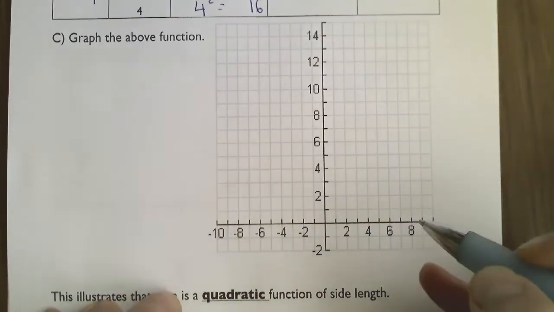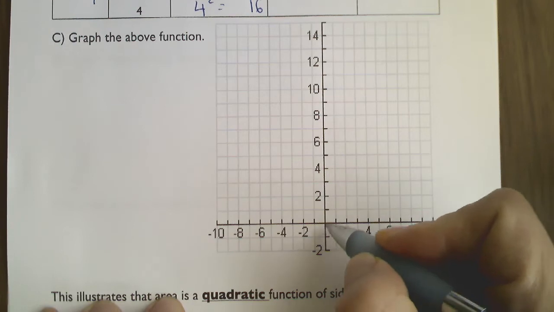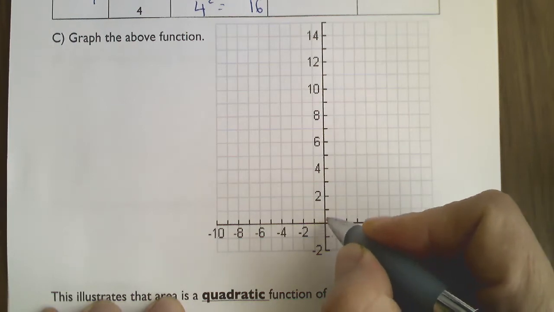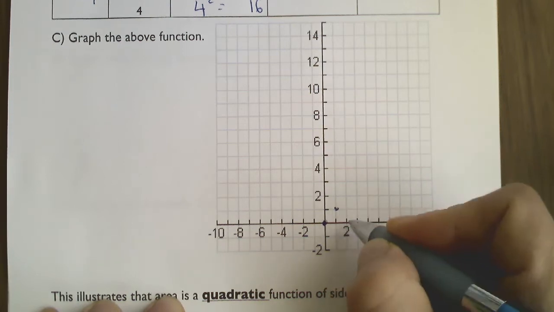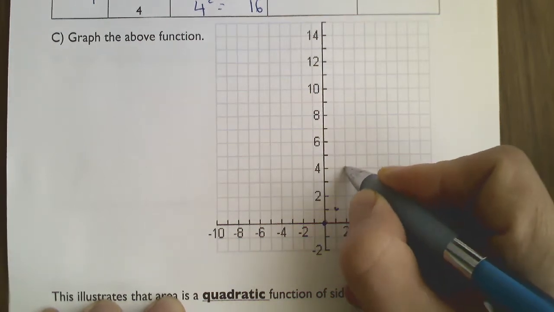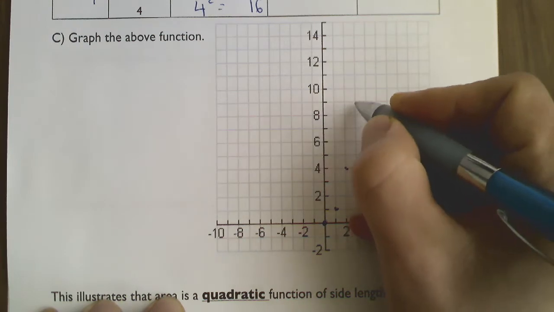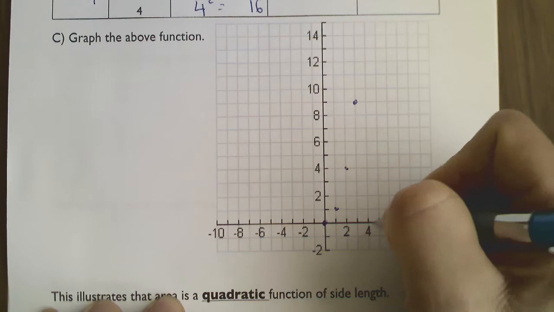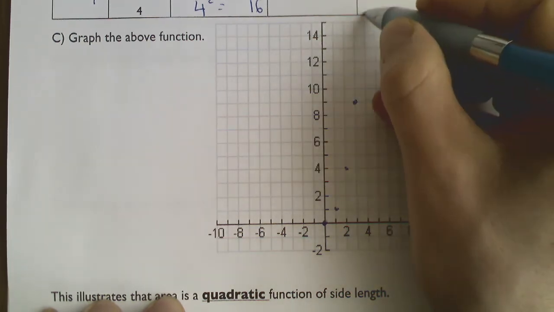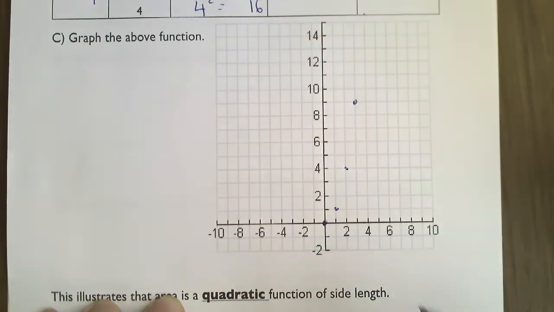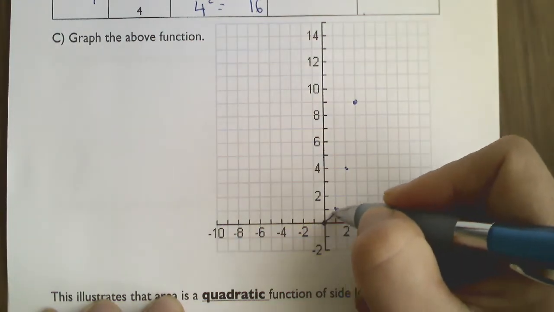Okay, let's graph those points. So we had 0, 0, 1, 1, 2, 4, 3, 9, and 4, 16. We kind of run out of room. It's going to be somewhere there. All right, so let's join these points.